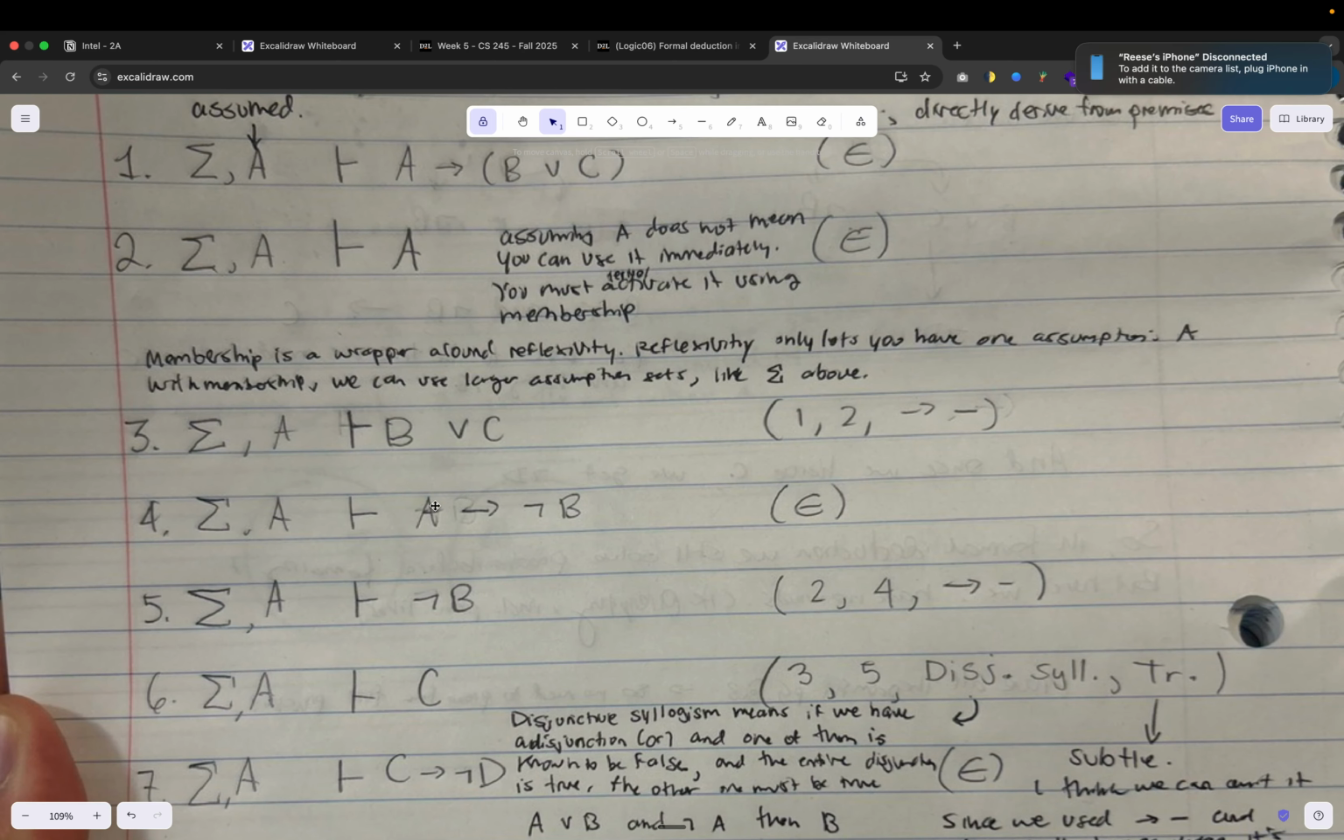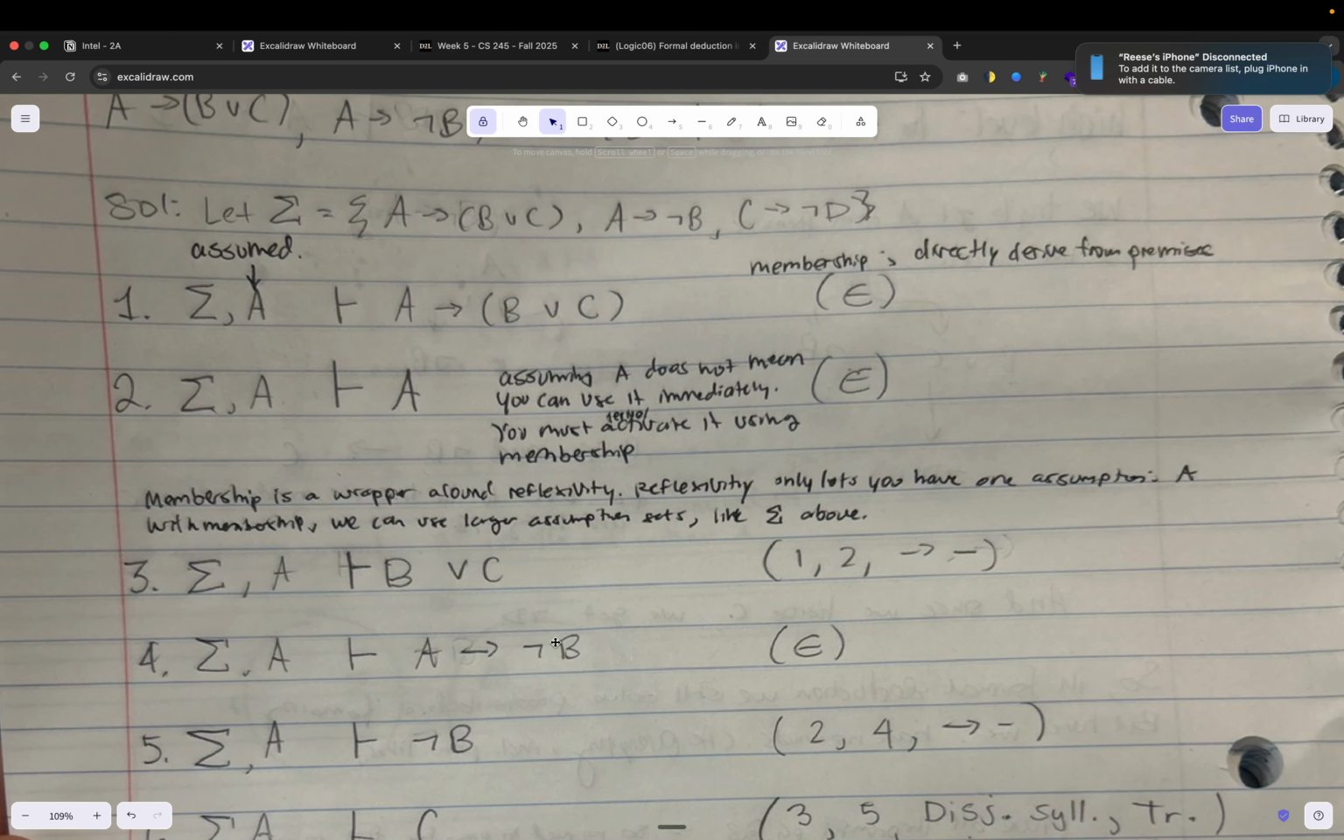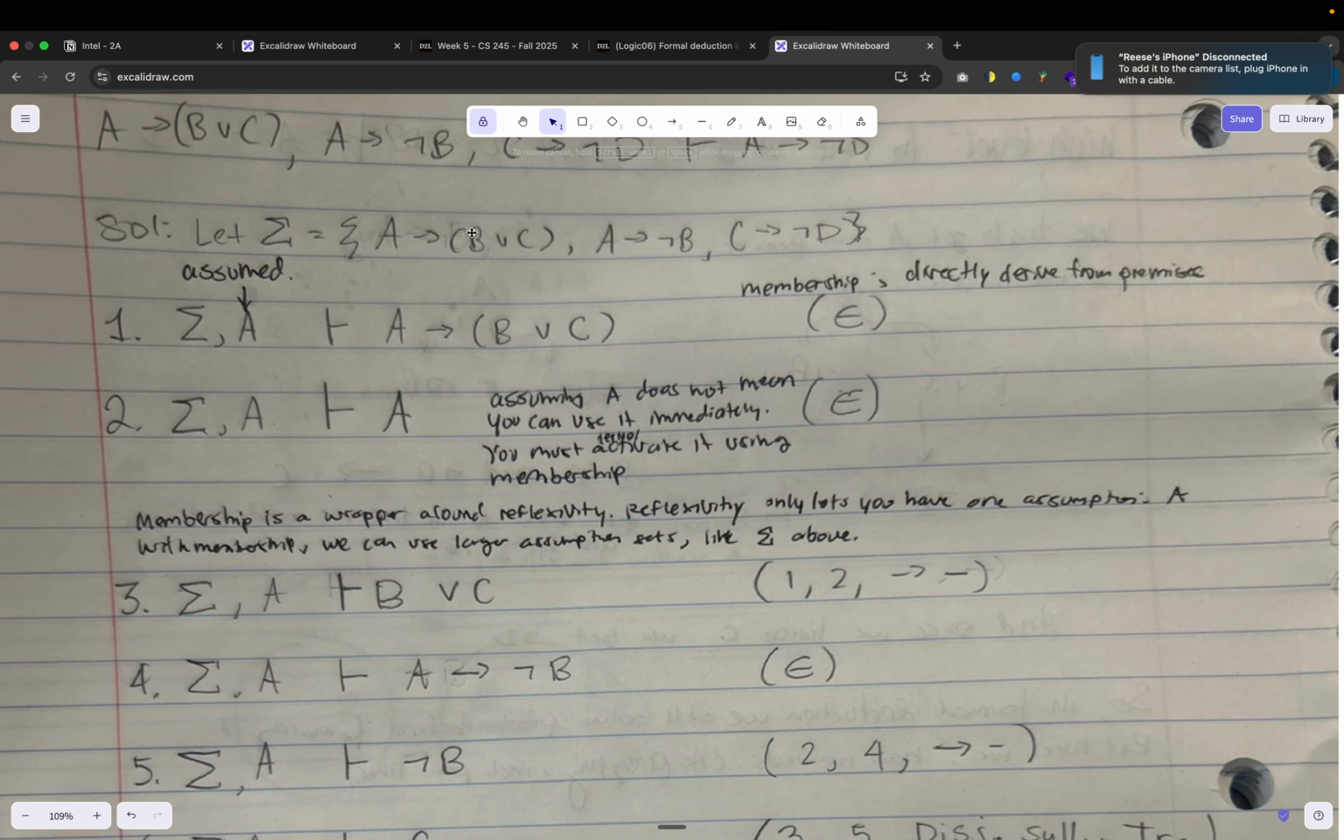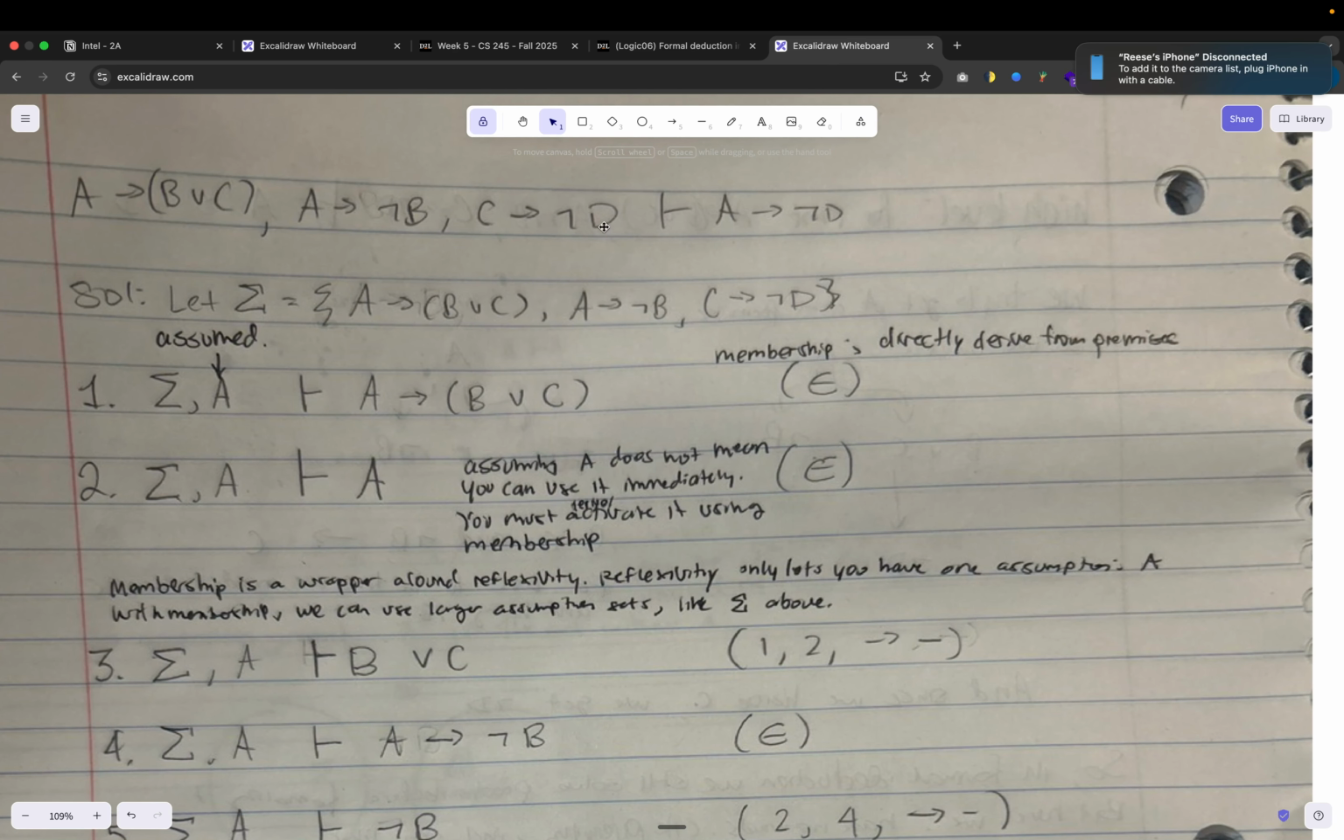Now, what we want to do is we want to switch gears and use membership. Use the second bit of membership. A implies not B. Now, we have A once again, so we get not B. So 2, 4, implication minus.